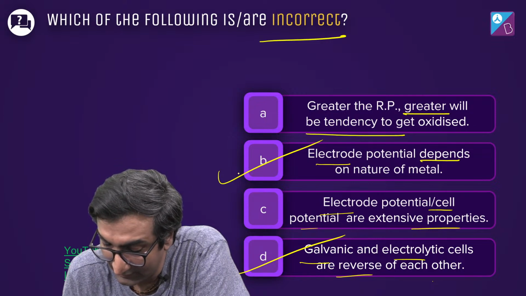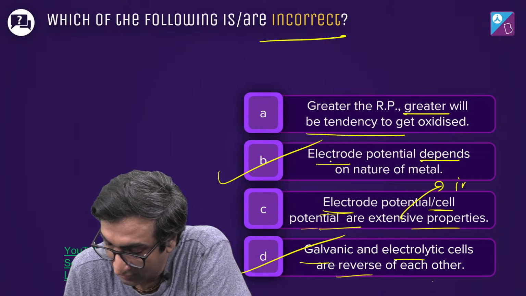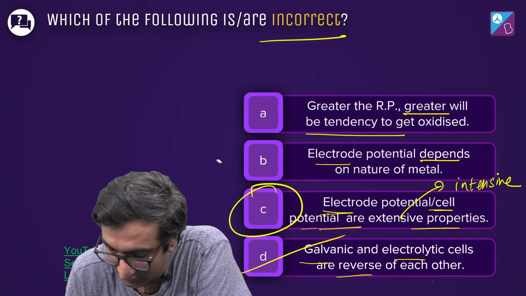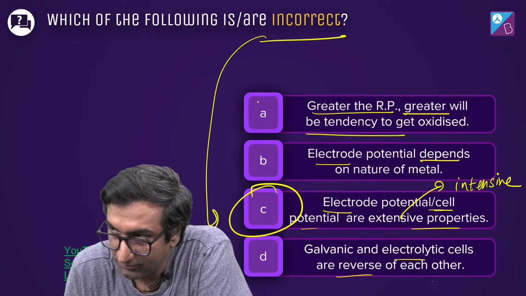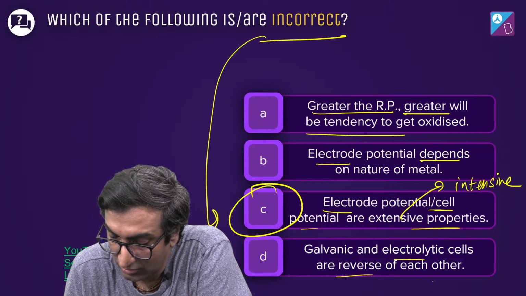ये वाला देखते हैं. This seems like it's easy one out. Electrode potential, cell potential are extensive properties. No, they are not. They are intensive. Since ये intensive है, तो this is my answer. Okay. Incorrect पूछना था. Greater the reduction potential, greater will be the tendency to get oxidized.